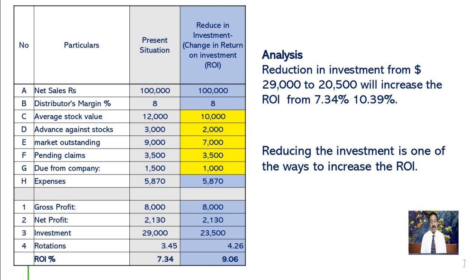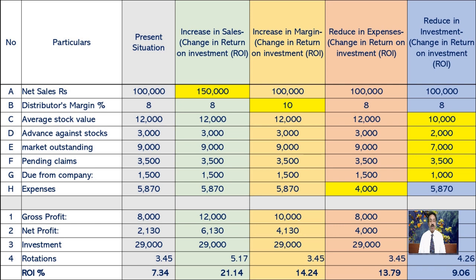This is the fourth way. First one is increasing the business, second increasing the margin, third is reducing the expenses, fourth is reducing the investment. These are all the four ways we can increase ROI. So I explained you 4 ways to increase the ROI. Now all 4 ways you can see in this common sheet.